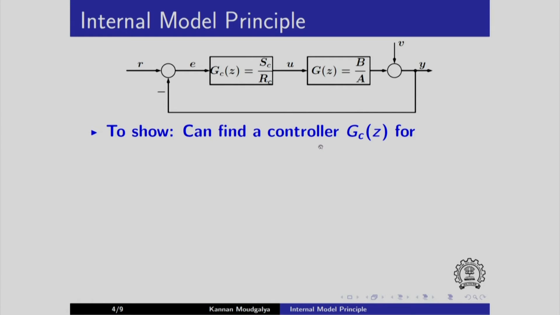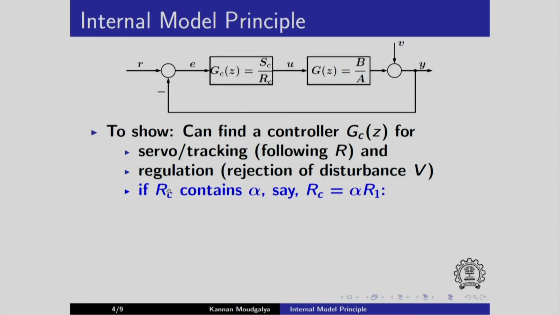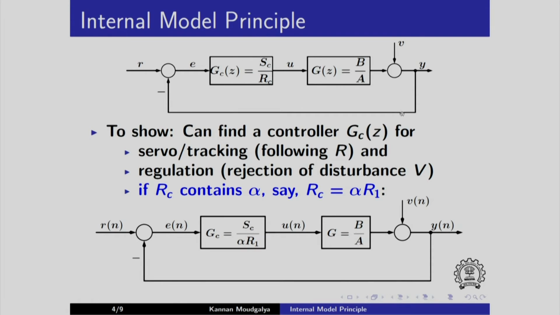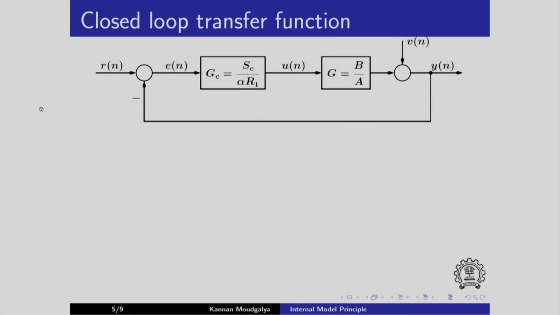We can show that it is possible to find a controller GC of Z for servo problem or regulation problem if RC contains alpha. Remember, alpha is the least common multiple of unstable poles of R and V. So I have replaced RC with alpha times R1. This alpha has the unstable poles of V and R. This is the internal model principle statement. We will verify these.